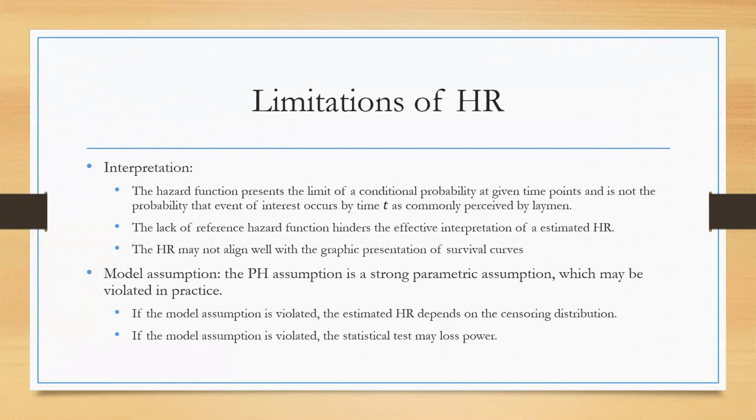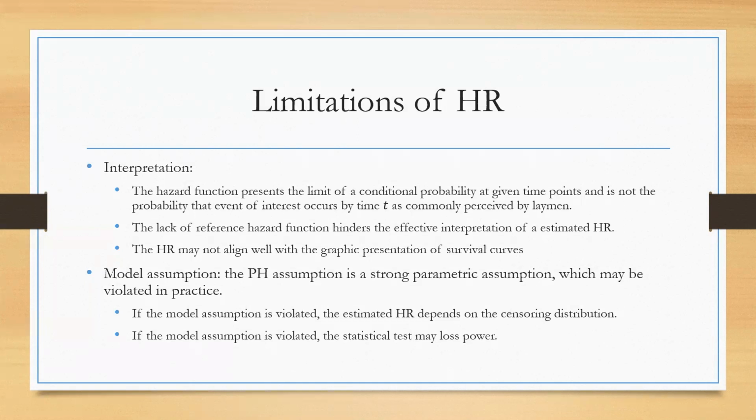And lastly, the hazard ratio might not line up well with the graphical presentation of survival curves. For example, if you plot two survival curves and I ask you what the hazard ratio corresponding to these two survival curves is, I think very, very few people can give me a concrete answer. Sometimes the two survival curves are very close to each other, but the hazard ratio can be very impressive, say 0.5 or 0.6, that's a 40% or 50% reduction in hazard. And sometimes the two survival curves are quite apart from each other, but the hazard ratio is not that impressive, for example a hazard ratio of 2.8. So there's no very simple one-to-one correspondence between the contrast of the survival curves and the hazard ratio. So all those are limitations.